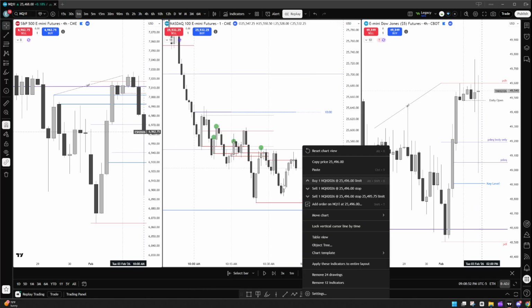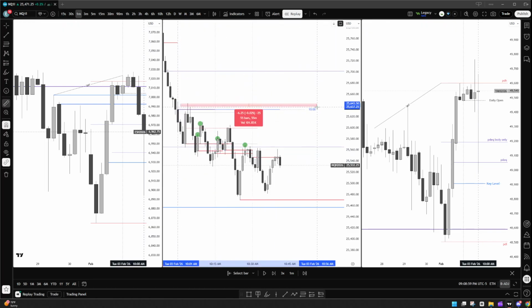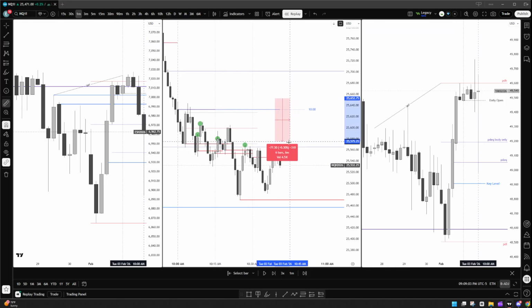Now granted, if this was my actual cash account on full size, I would not be in this many, nor would I have my stop up here at 10 o'clock side, because that's like a 1-to-1. But if I was in micros, then that would be acceptable.